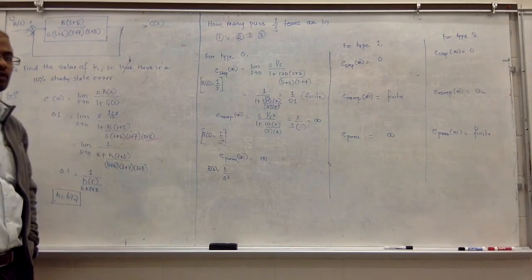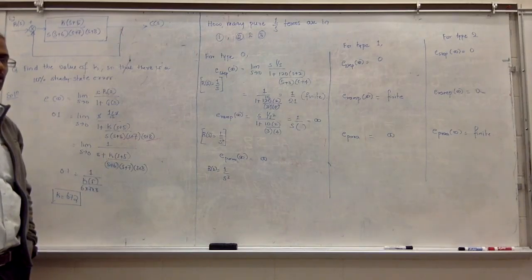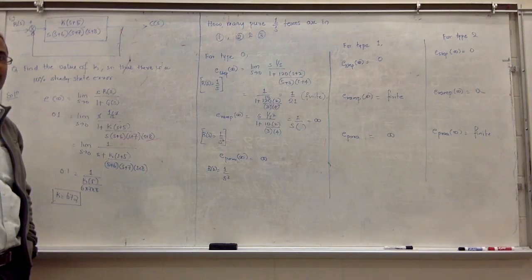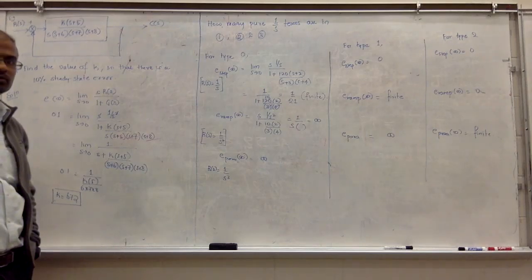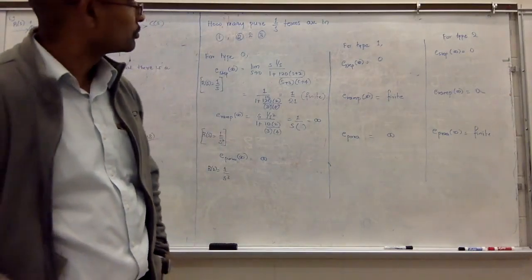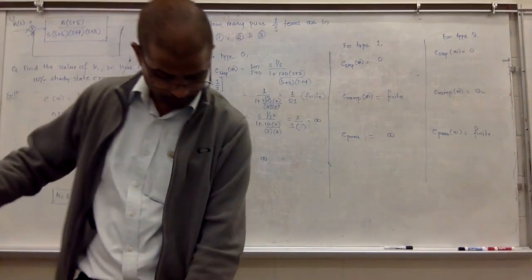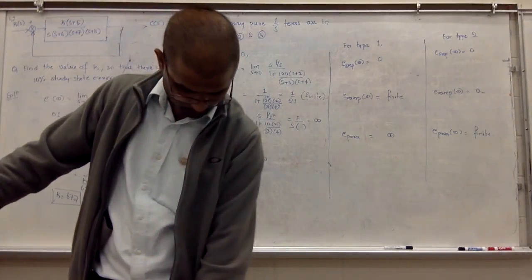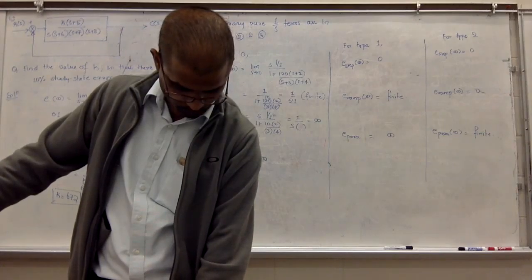So if I give you a trick question, calculate the steady state error for a type 1 system given that the input is a step input. You should just say 0. That's a good question. Okay.